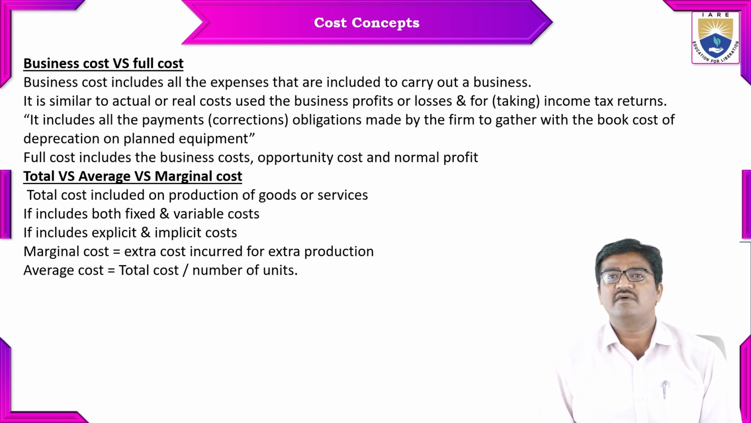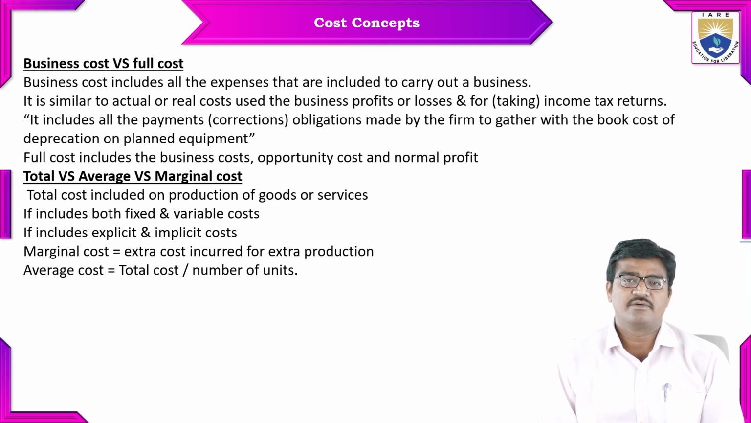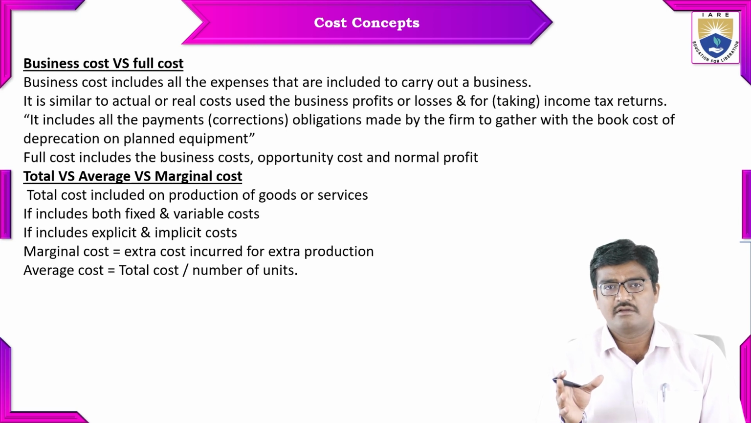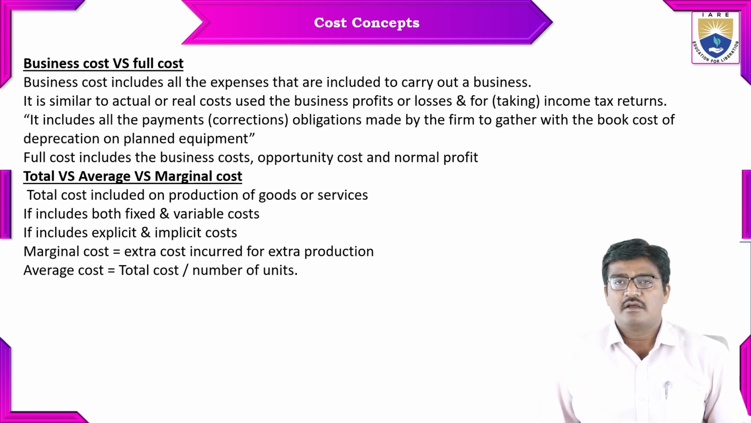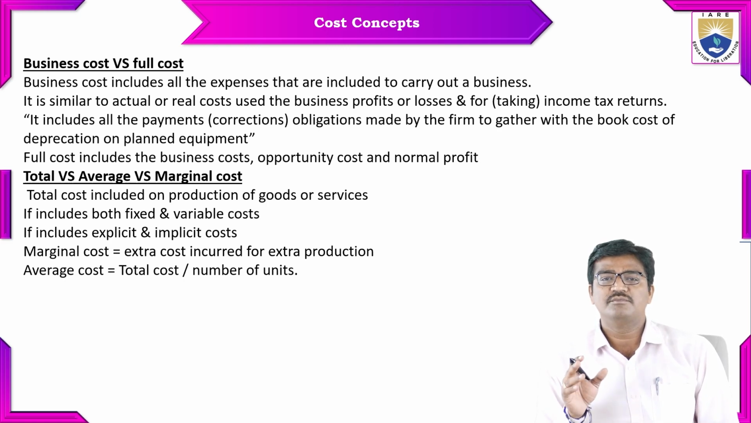The second one is full cost. Full cost is all the expenses incurred to run a business, and this amount is to be added with opportunity cost and normal profit. First of all, what is meant by opportunity cost? To obtain the full cost, you need to add opportunity cost and normal profit to the business cost.